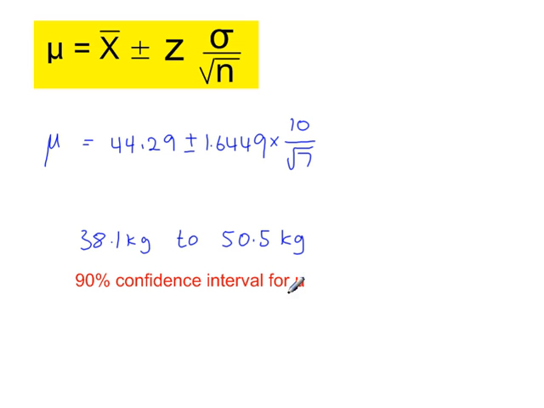The true population mean is a single value, and we're 90% sure that the true population mean lies between 38.1 kilograms and 50.5 kilograms. So there's a 10% chance that the true population mean is outside this interval, either below or above.